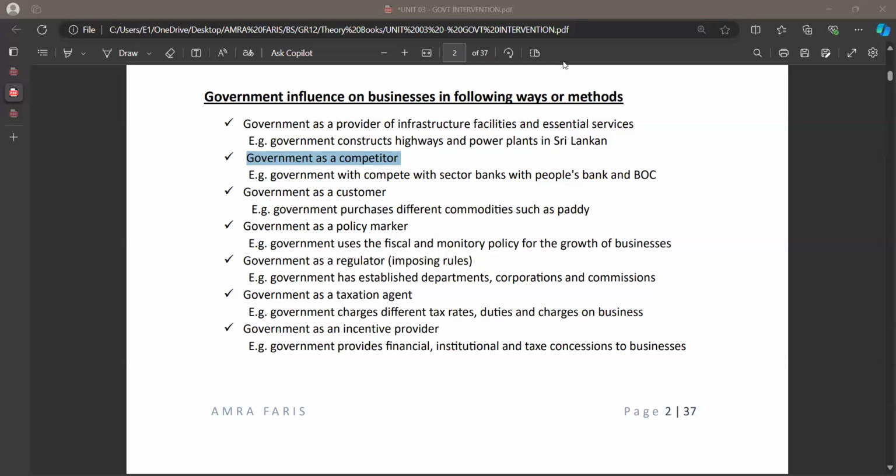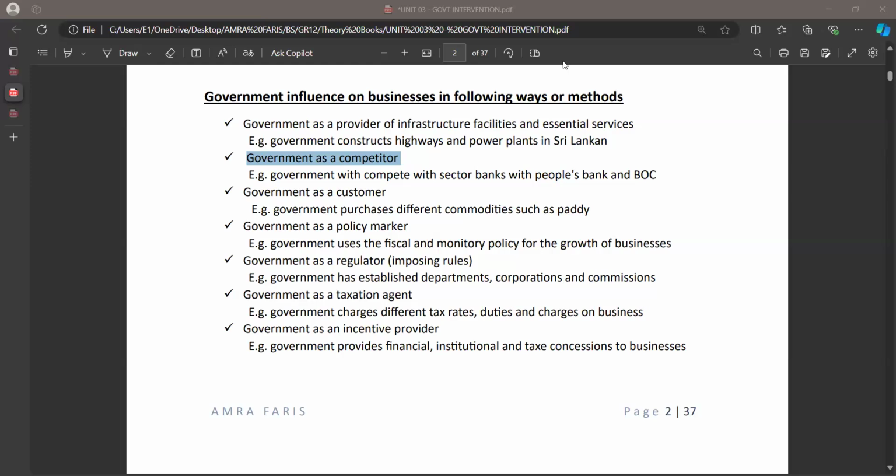And the next one, the government also acts as a customer sometimes. They will purchase paddy and so on. I will go deeper into this later. You know there is a paddy board, right? They will buy this paddy from the local farmers. So that is one example.